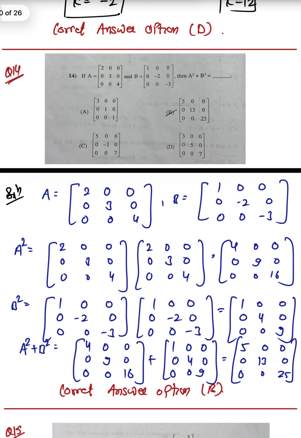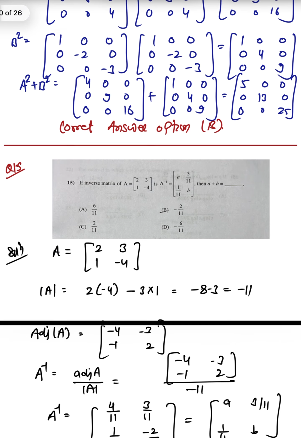Okay, 14 is what? A and B both are given and we have to find A square plus B square. So when you do A squared, you will get 4, 0, 0, 9 and 0, 0, 16 by the multiplication method. Similarly, you will get B square. If you add this, you will get option B as the correct answer.